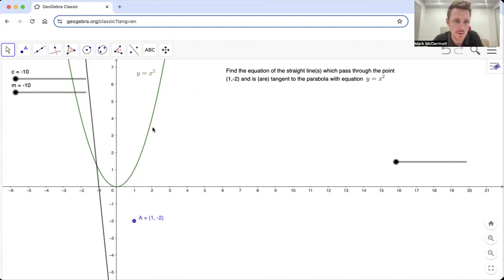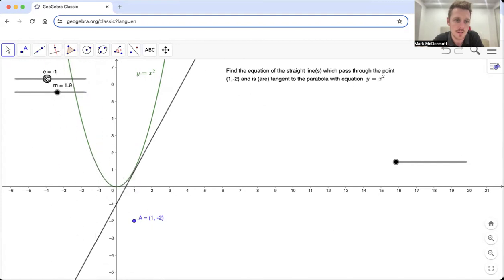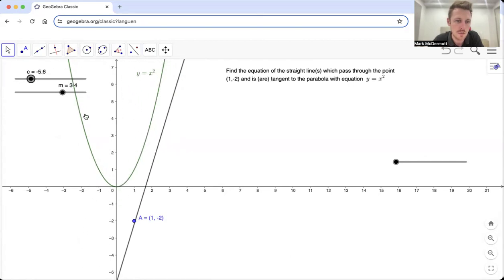We've basically got this parabola y equals x squared, it's our most basic parabola. And then I've got this black line here, which is just a linear line, y equals mx plus c, and I can change the c value, as you can see, and I can change the m value. So I can change c and m to be whatever I like. And basically you can see that there would be somewhere along here where it's going to go through (1, -2), maybe somewhere around there, but it also has to be tangent to the graph.